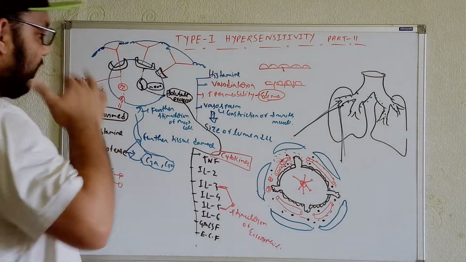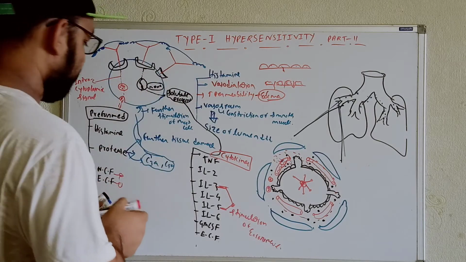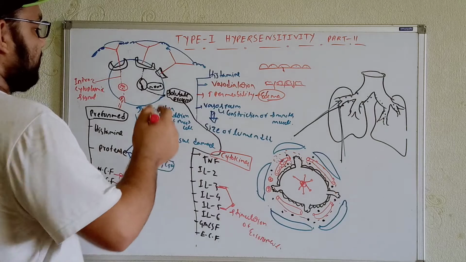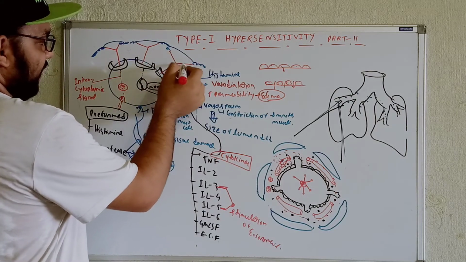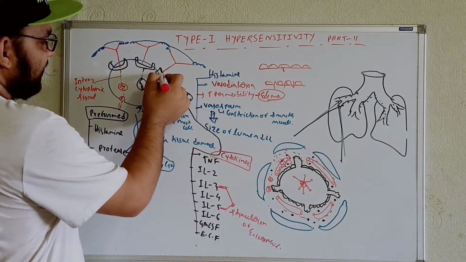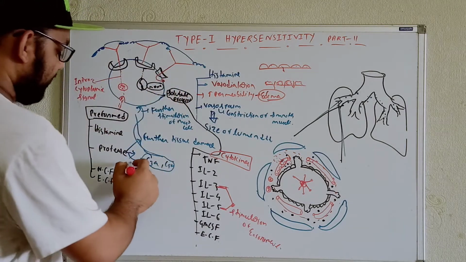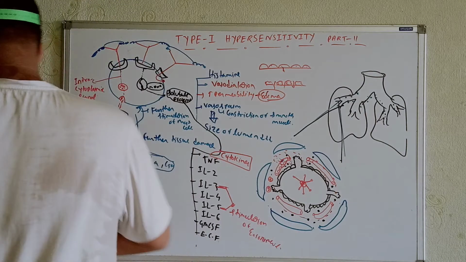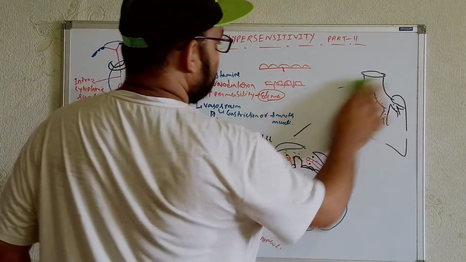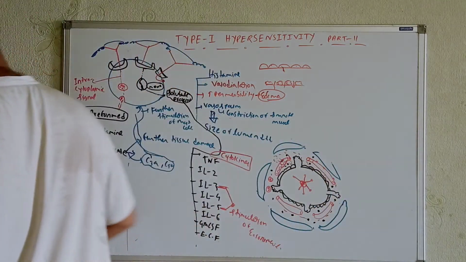Now we'll talk about another type of signal that goes from here to the membrane. Whenever the IgE is cross-binding, it sends another signal that goes within the membrane. Whatever changes we see over here, let's talk about them first.